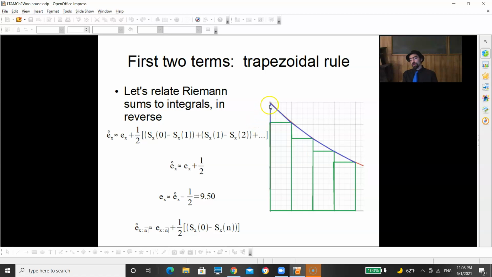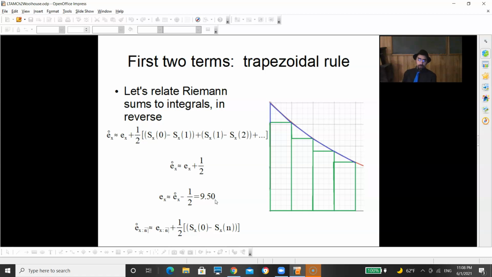Survival at 0 is always 1. Survival at infinity is always 0, right? If you remember those from the properties of a valid survival function. So that means we get complete expectation of life is curtailed expectation of life plus 1/2, approximately. Tells us curtailed expectation of life is approximately complete expectation of life minus 1/2, or in this case, 9.5. This is what's called the two-term Woolhouse approximation.